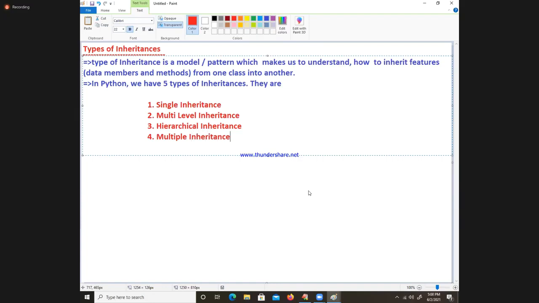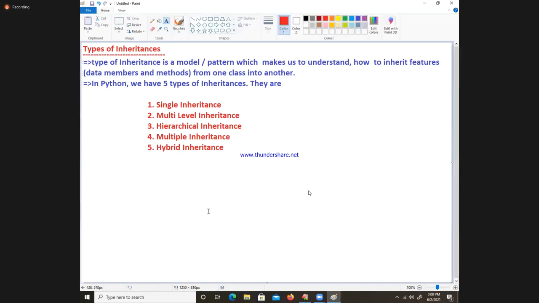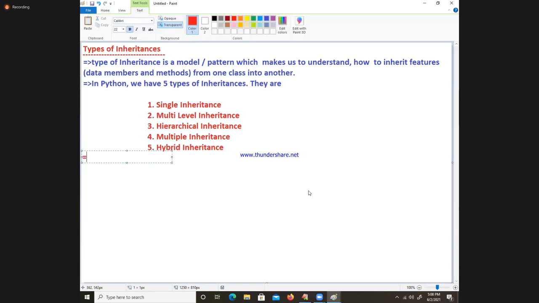I will explain each and every diagram perfectly for you. And the fifth one is called hybrid inheritance, we can call. These are the types of inheritances, dear students. Please follow me carefully. Now I will explain what a single inheritance is and how the model looks. It is the end of the types of inheritances.